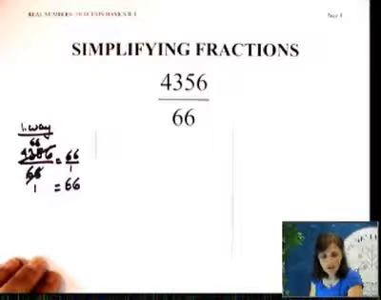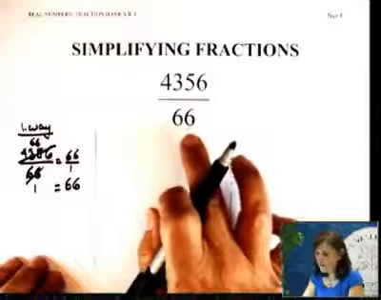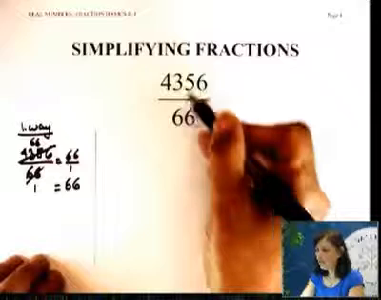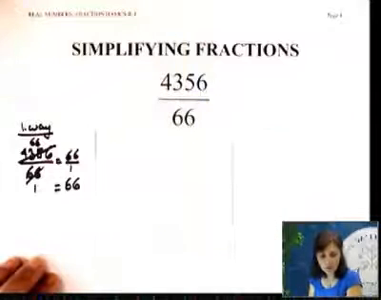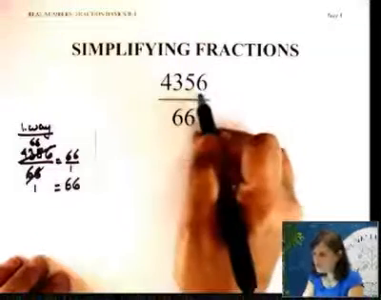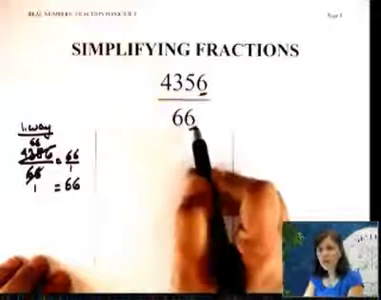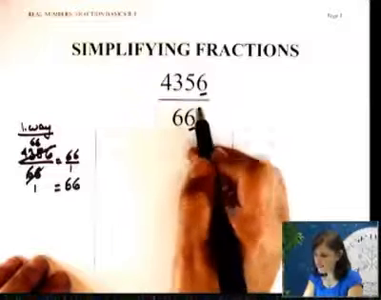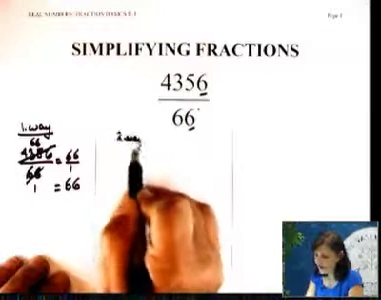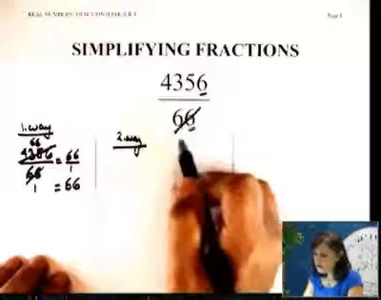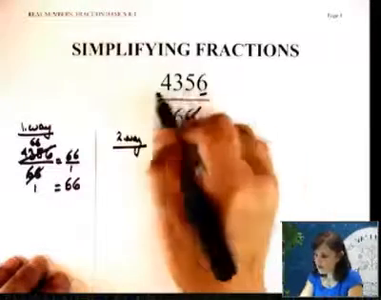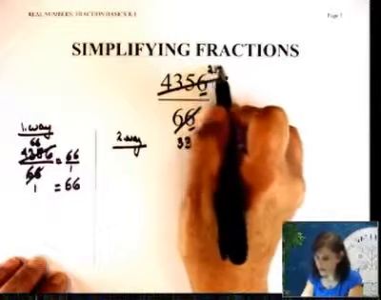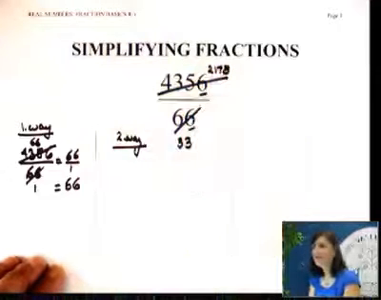Another way is you can start dividing by a prime number, and divide both numbers, top and bottom, by that number. Let's try that. Since this ends with an even number, the first prime that divides both numbers is 2. This is the second way. 66 divided by 2 gives me 33. And this number divided by 2 gives me 2,178.